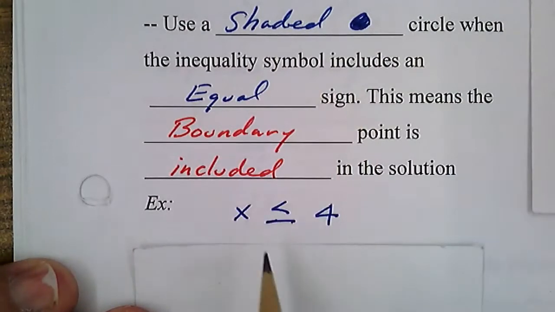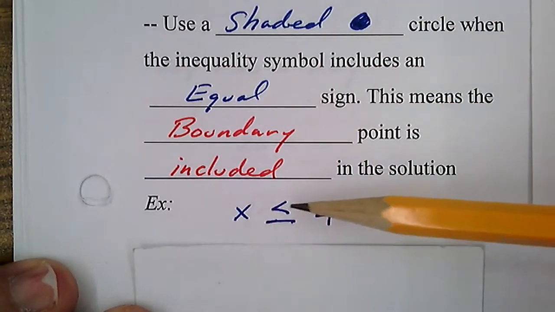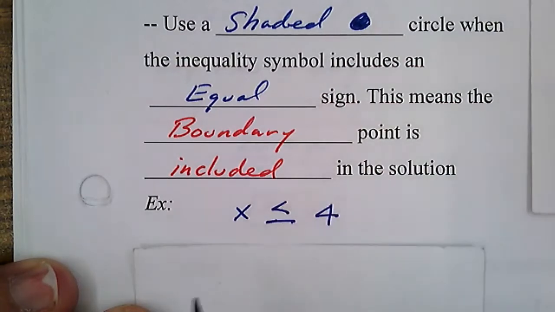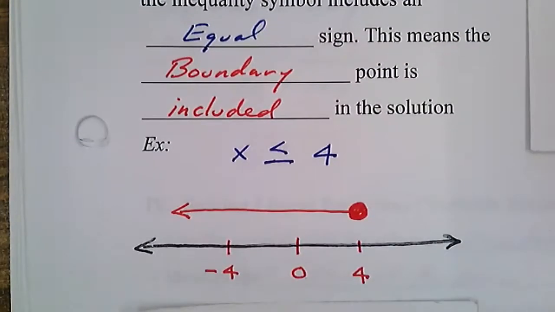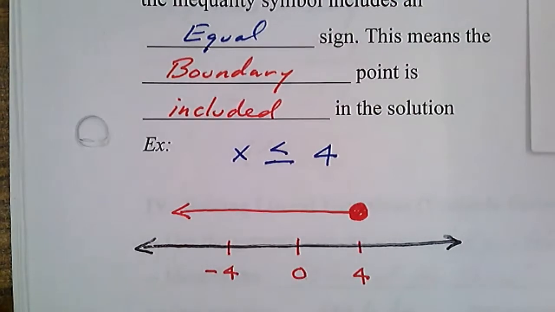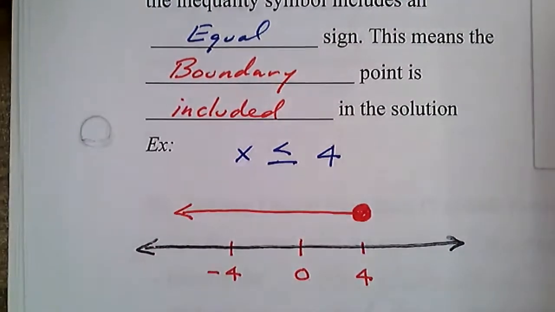Okay, so here's an example. Here we've got the equal sign, so we want to shade our circle. Remember, we want to draw that arrow going that direction. And the reason we know we can trust that is our variable is over here on the left side. So if I was going to graph this, it would look something like that. So this 4 is included in the solution, right? It's 4 and everything less than 4.